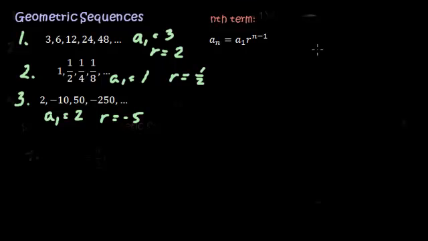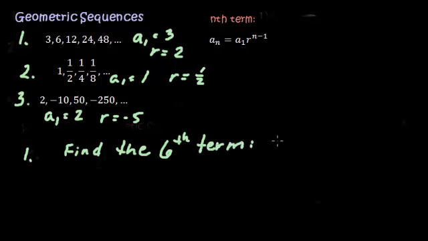Alright, now these sequences get big really fast, and they will tend to ask you questions with small n. Not always, but they will tend to, because these things get big really fast. So if they ask you for an nth term, let's try a 6th term. So let's look at number 1, and let's find the 6th term. That means that n is 6.